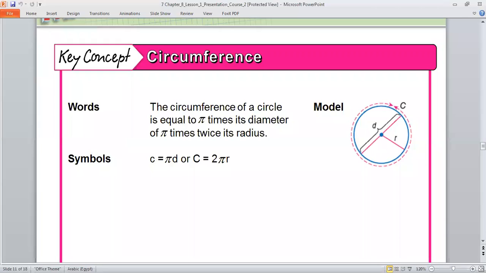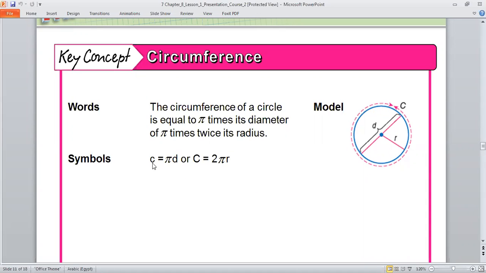Pi. I forgot it yesterday. This is called pi. Do you know pi? If you say one pi, I will take one only. This symbol is called pi. In the end of the session, I said pi. So this symbol is called pi. Pi is equal to pi times the diameter or pi times twice its radius.